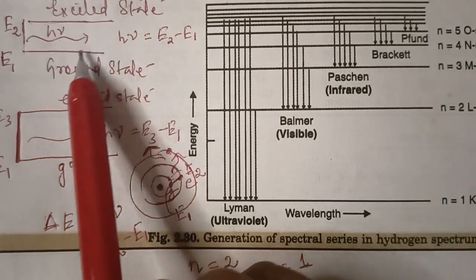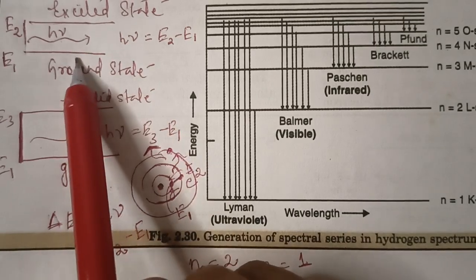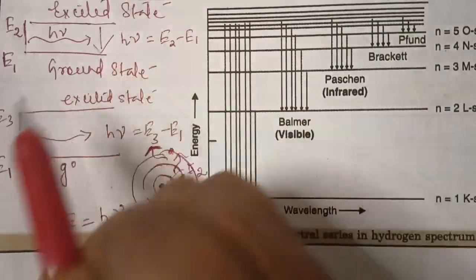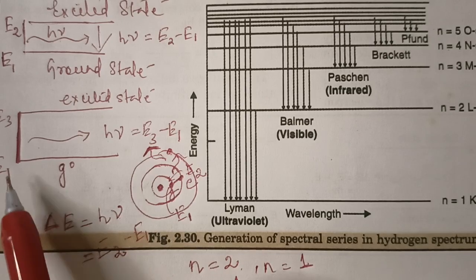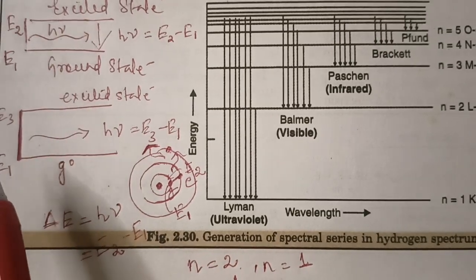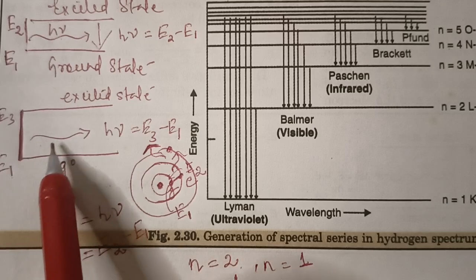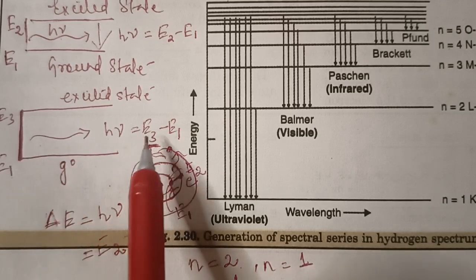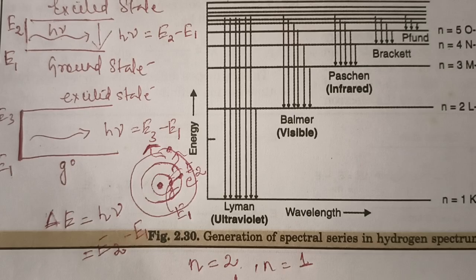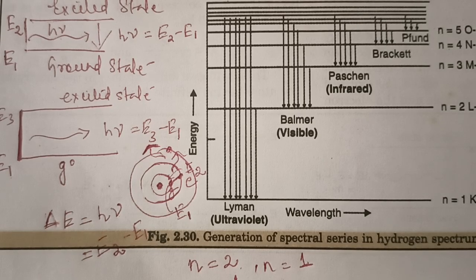So energy is released when it comes back from the excited state to the ground state. That means here energy is released. Similarly, if it goes to the third level, then also energy is released, and we represent it as E3 minus E1. The simultaneous appearance of a large number of spectral lines in the spectrum of hydrogen is observed. This behavior is quite curious, and a question arises as to why the hydrogen atom gives so many spectral lines although it contains only one electron.